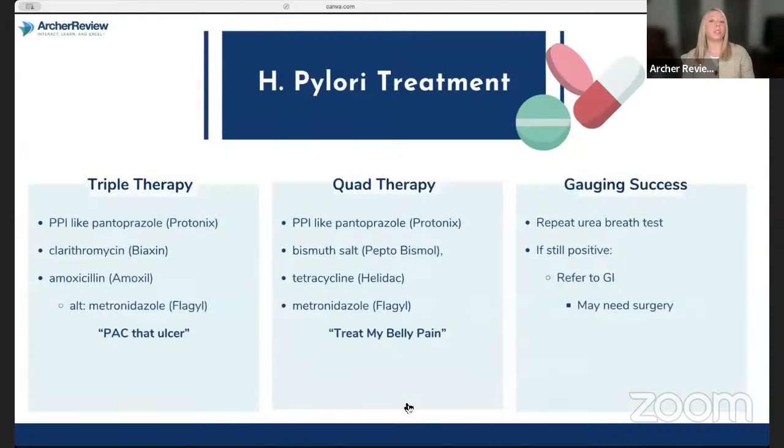So how are we going to know that the treatment is effective? We're going to do that urea breath test again. If it's negative, great, we've treated the problem. If it's still positive after treatment, we want to refer these patients to GI. They may need surgery like a partial gastrectomy if therapy fails.